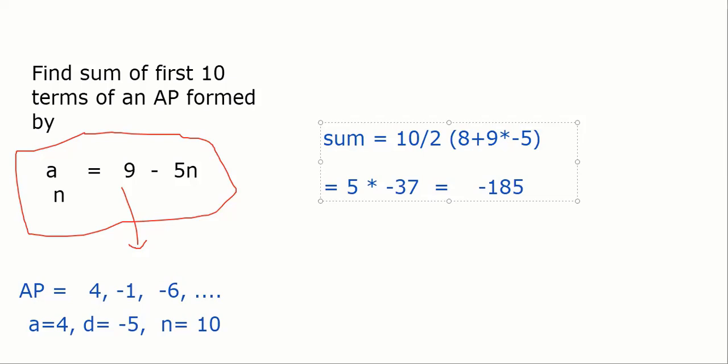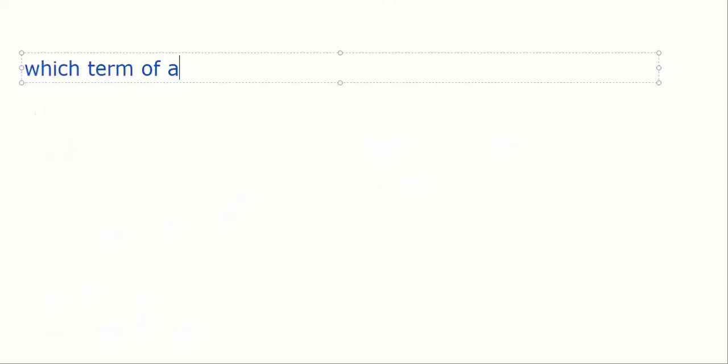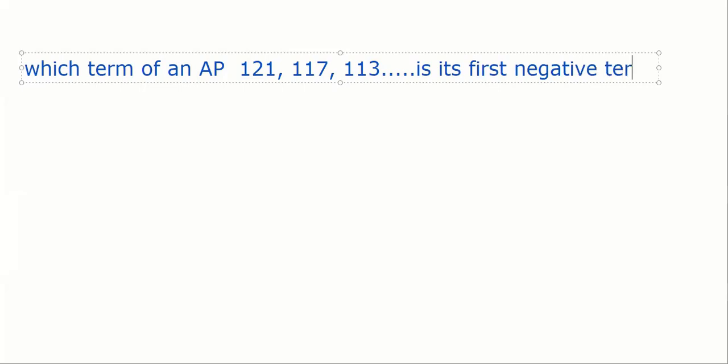Yes, sir. So now let's do another question which is very interesting, a high level question. Sometimes it's out of your syllabus, but when you go for a competitive exam or more in depth, you need it. So let's solve this. Which term of the AP 121, 117, 113, and so on is its first negative term? How will you do this?